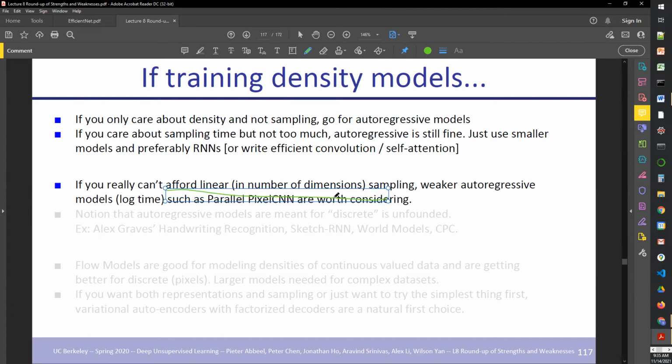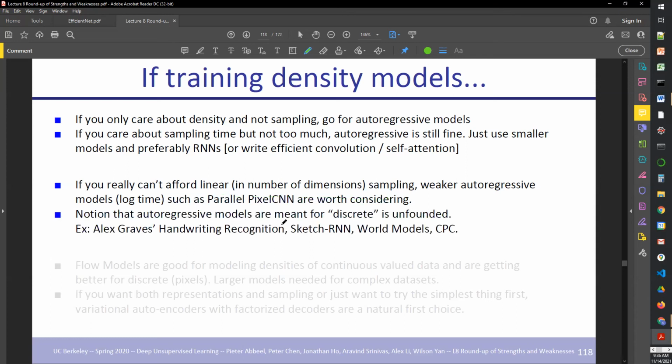The additional comment he makes, although I don't quite know that we dove into it in much detail, is that while the examples used for autoregressive models are mainly in the discrete space with pixels, he says that thinking autoregressive is only applicable in discrete is not quite correct. And there are some, and I haven't looked at the sketch RNN example that he talked about or the world models. I don't think they discussed these two papers in the class.